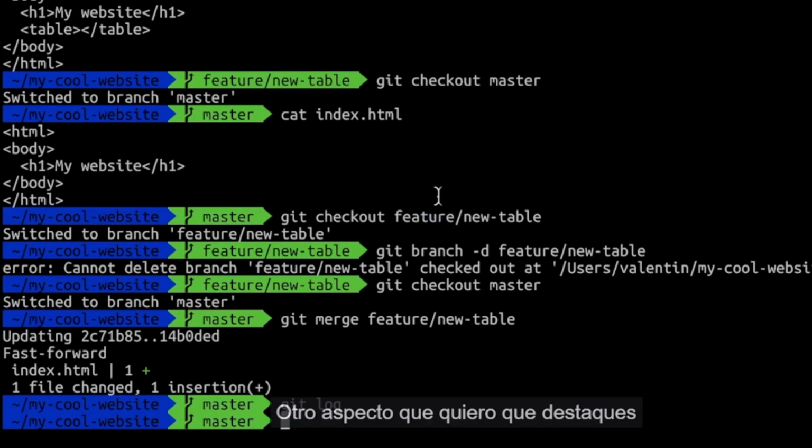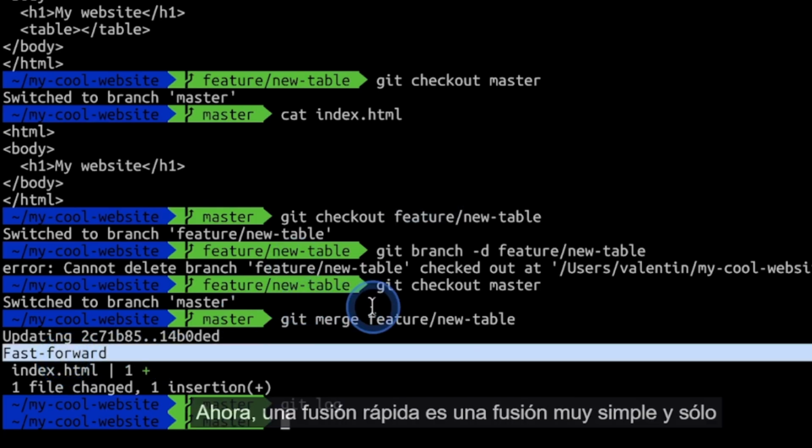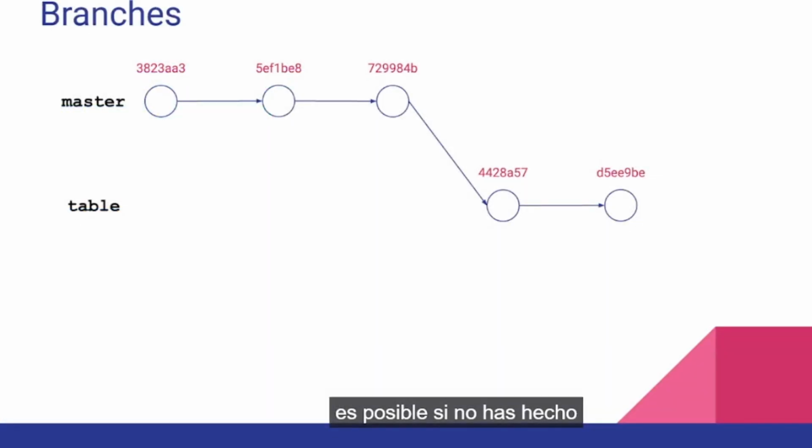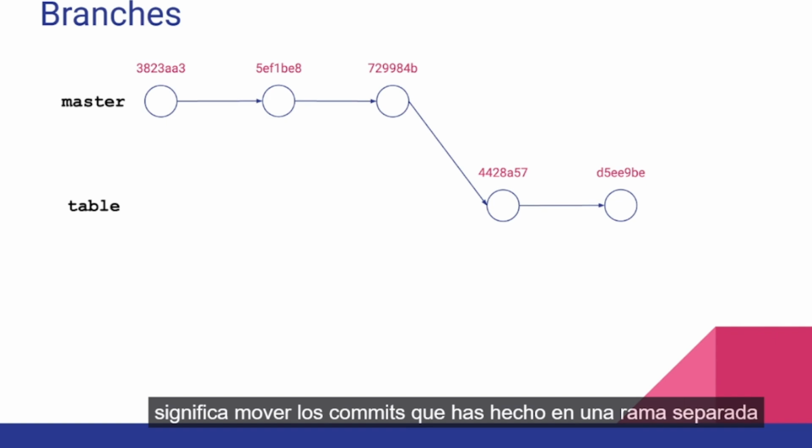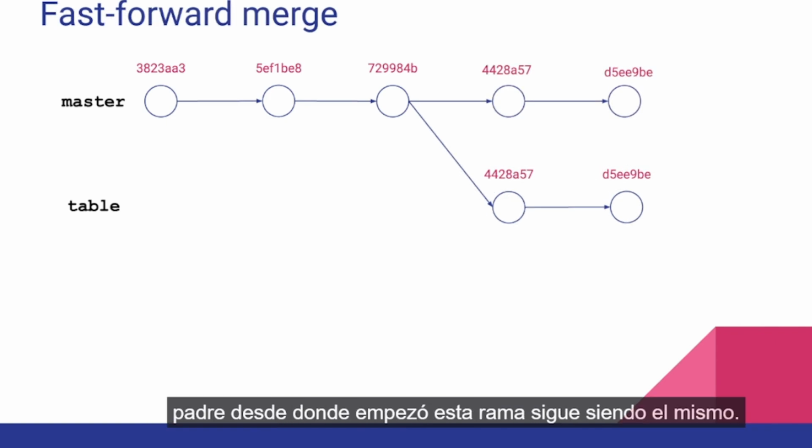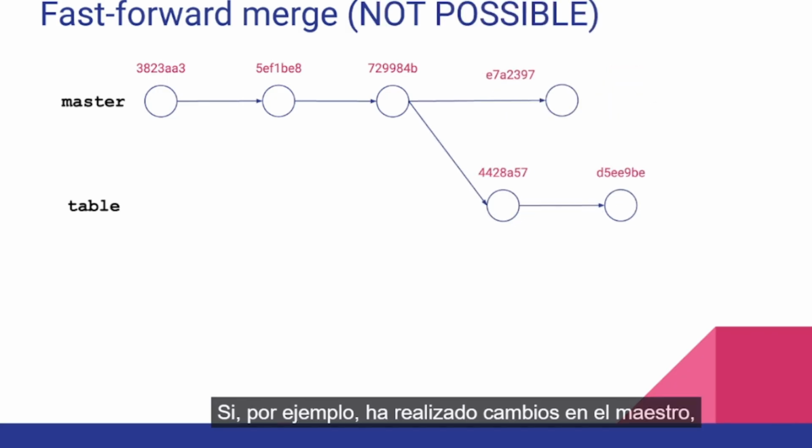Another aspect that I wanted to point out is the following. It says here fast forward. Now fast forward merge is a very simple merge and is only possible if you haven't made any additional changes to the master branch. Essentially, a fast forward simply means moving the commits that you have made on a separate branch onto the master branch because the parent from where this branch started is still the same. If, for example, you have made changes to the master, this merge method wouldn't have been possible anymore because then the parents would be different.